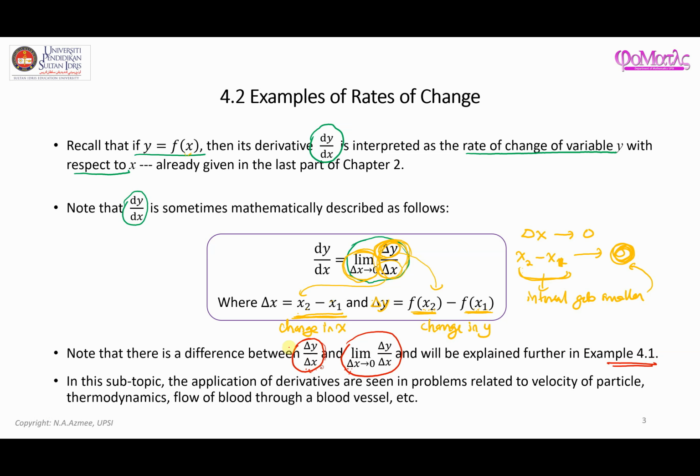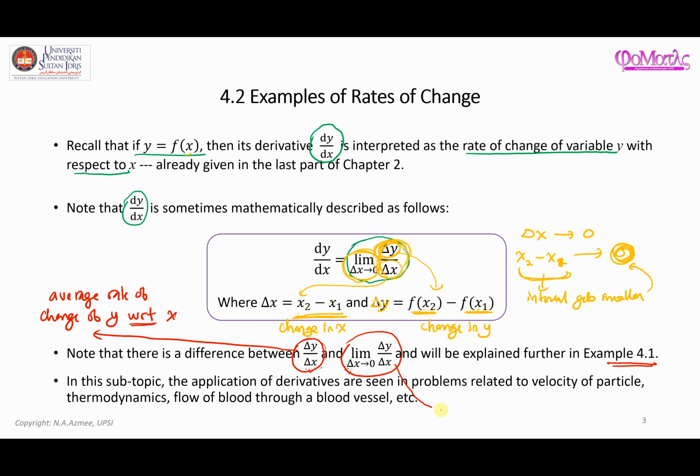Whenever you see delta y over delta x, basically the meaning of it is the average rate of change of variable y with respect to x. WRT here is with respect to, which is the short form that I usually use. So delta y over delta x is the average rate of change of y with respect to x.